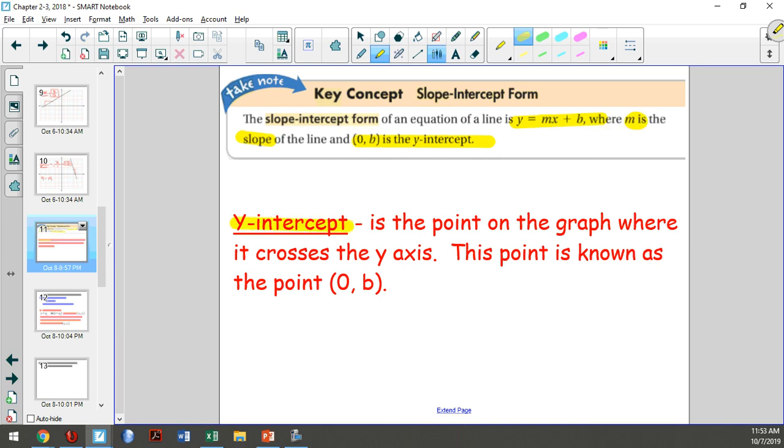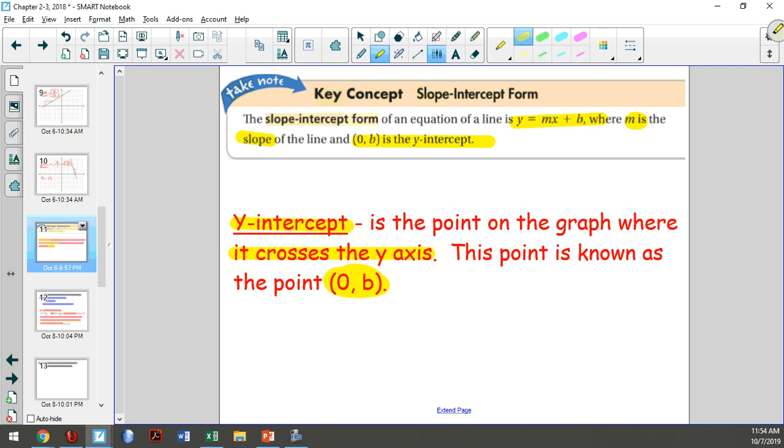The y-intercept is the point on the graph where it crosses the y-axis. If it's crossing the y-axis, then that means you have not moved left or right at all on the x-axis. That means x is 0, and then you're trying to look at the height or the depth of where it crosses the y-axis. Do we all understand that?